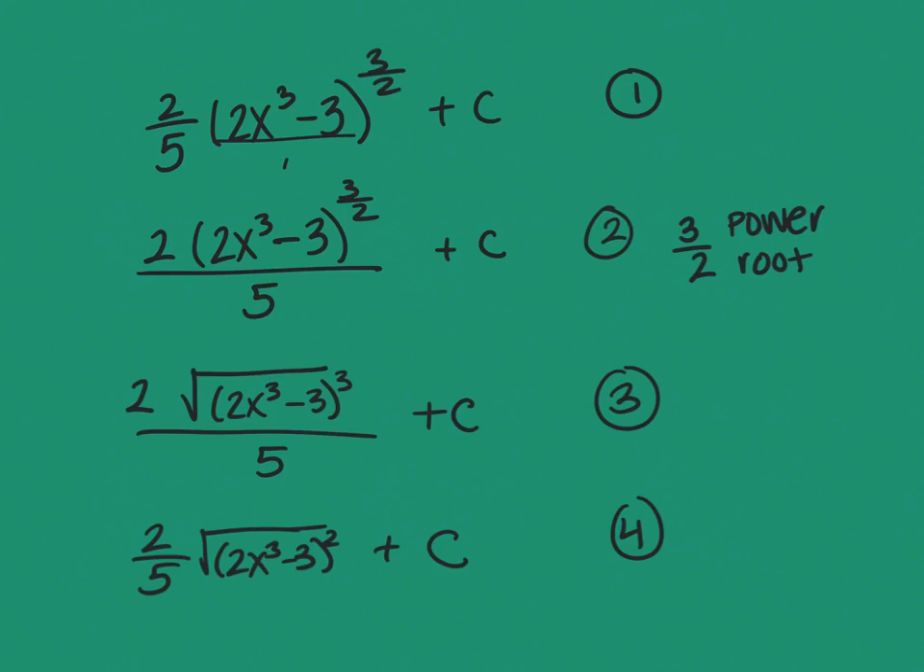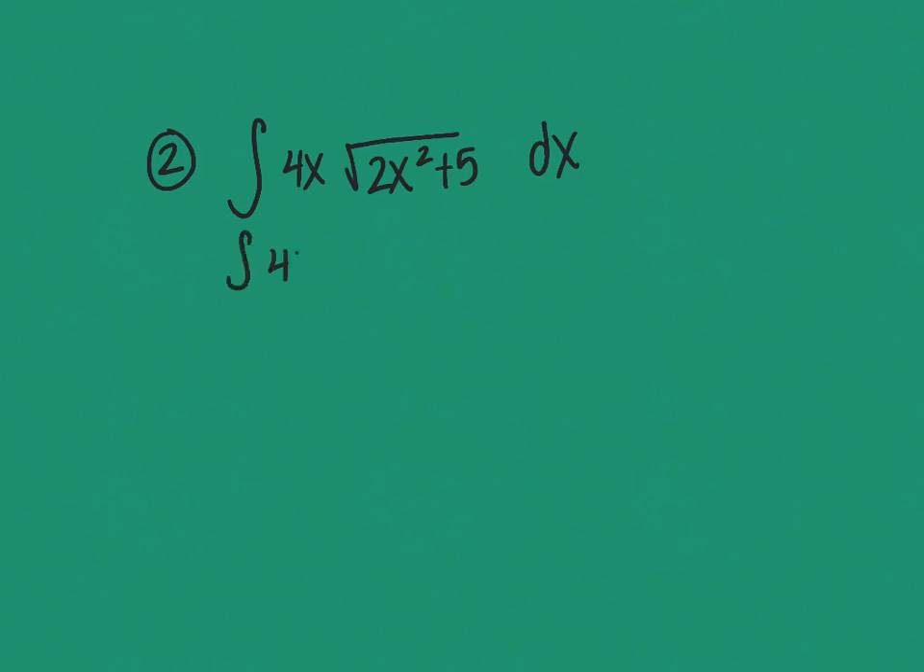Okay, let's try example number 2. So I want to integrate 4x times the square root of 2x squared plus 5 dx. So the first thing that you want to do with any type of radical question is change it to a power. So you should know that the square root of something is the same thing as raising it to the 1/2 power. And then honestly, this problem looks just like problem number 1. We're going to let u equal the stuff that's inside the parentheses.